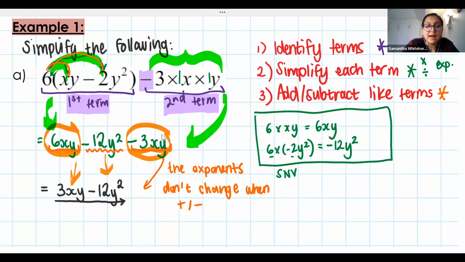You cannot add the 6xy and the 12y squared. They're not the same. It's like adding apples and hammers. It just doesn't work. You have to identify your like terms. So here, as our final answer, I can't now go say 3 minus 12 because that's not mathematically correct. So you have to identify your like terms in order to add or subtract them.